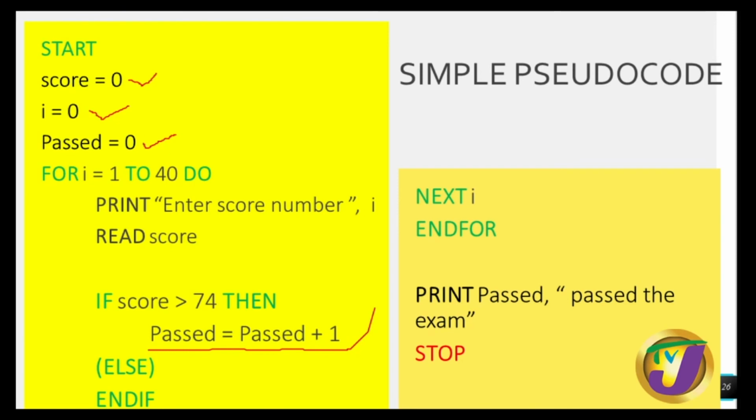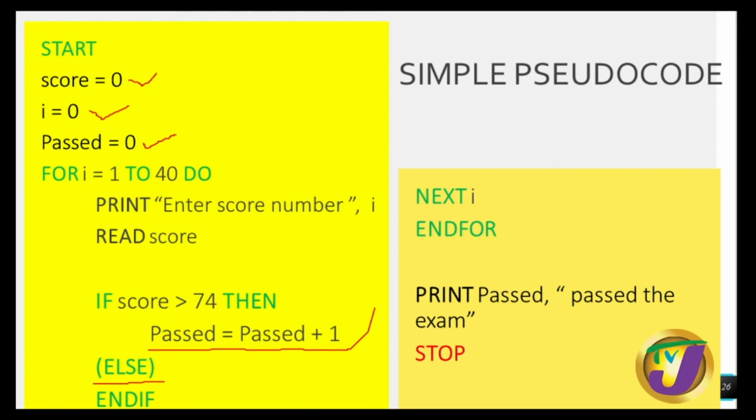If we have a third score and the person's got 45, which means that they have not passed, what will happen now is that when we reach the if statement, instead of executing what is inside the then section, it will go to the else section because the condition is that the score has to be greater than 74. But 45 is not greater than 74. Hence, we're not going to do what is in the then section. We're going to do what is in the else section.